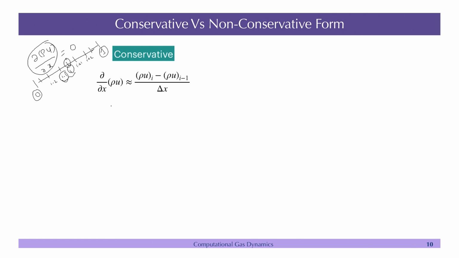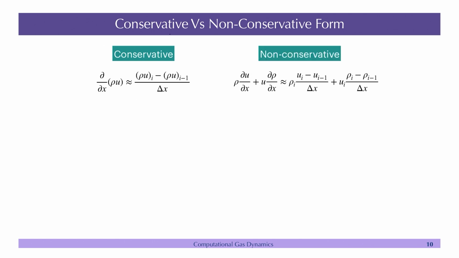Okay. So, this is how you can write it. Now, let us look at the non-conservative form. I want to solve the same problem, basically del rho u by del x, but instead of doing it in a conservative form, I am doing it as rho del u by del x plus u del rho by del x. Once you do that, you have two problems actually.